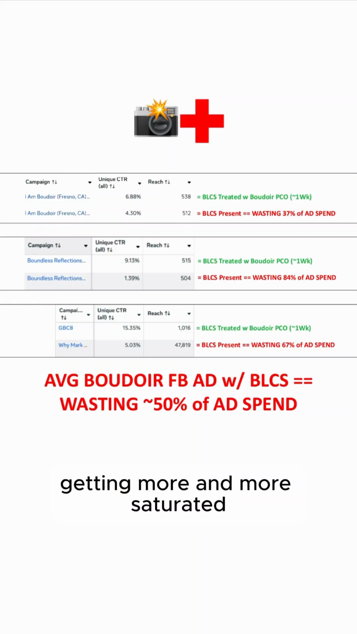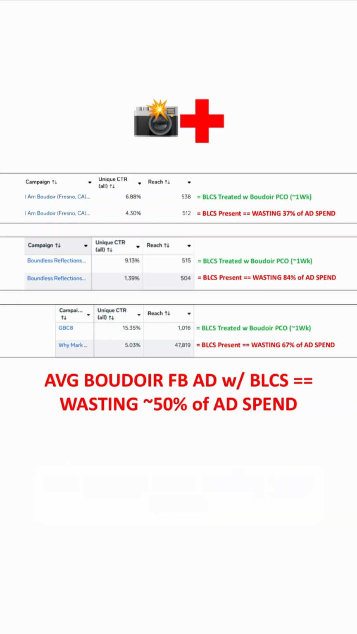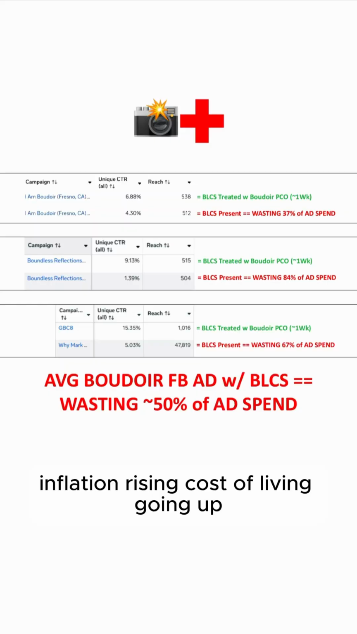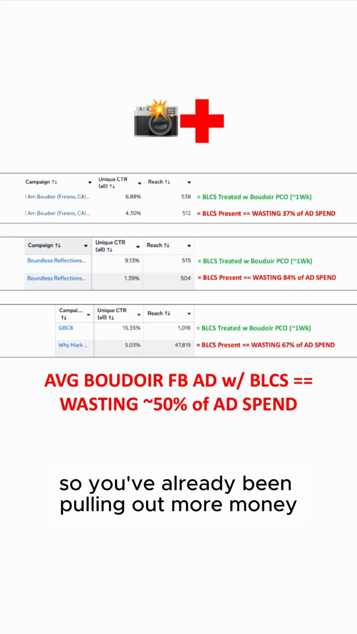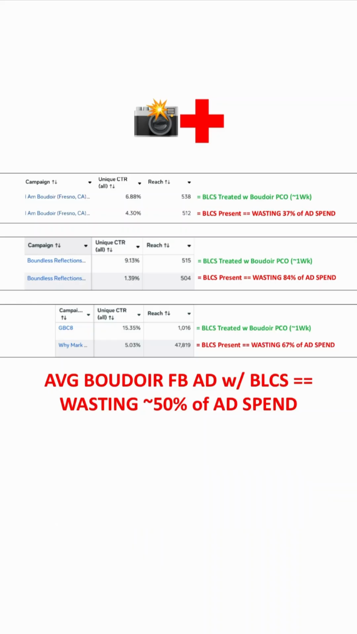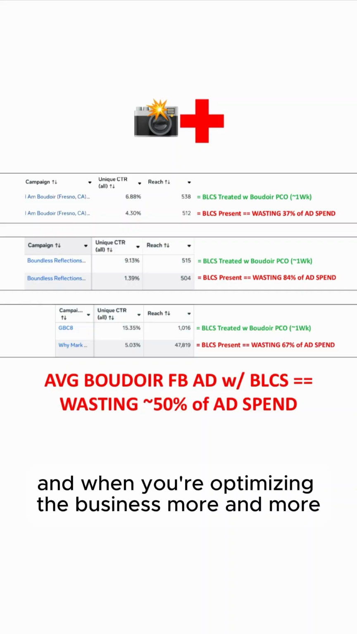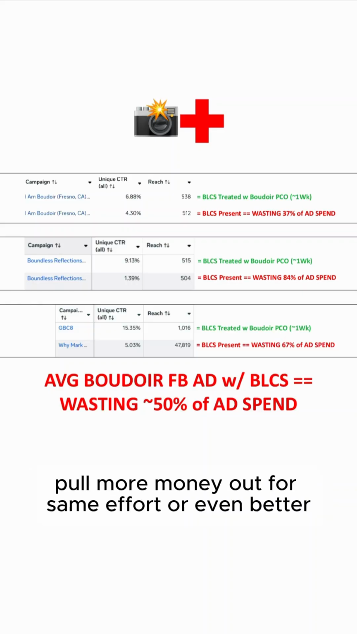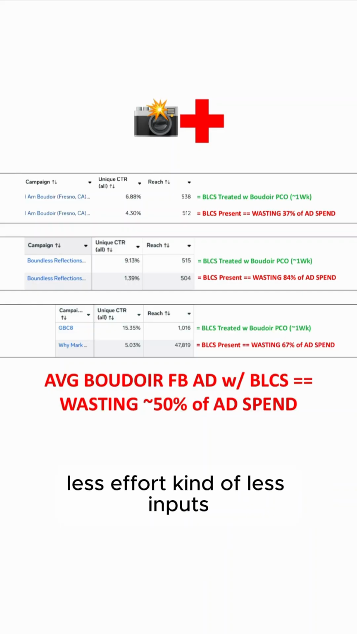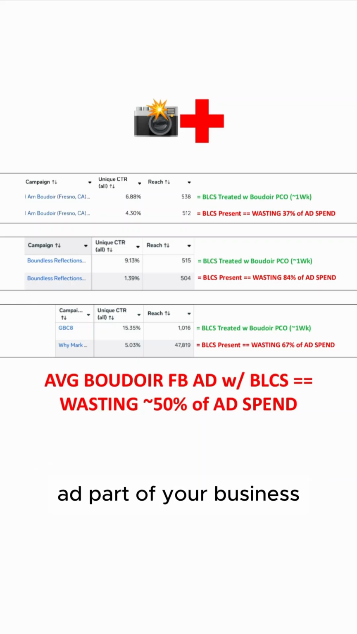So you're seeing the marketplace get more and more saturated. And you're also seeing inflation rising, cost of living going up. So you've already been pulling out more money, optimizing the business more and more. And when you're optimizing the business more and more, you pull more money out for the same effort, or even better, less effort, kind of less inputs. And so you decided now you need to do this for the Facebook ad part of your business.